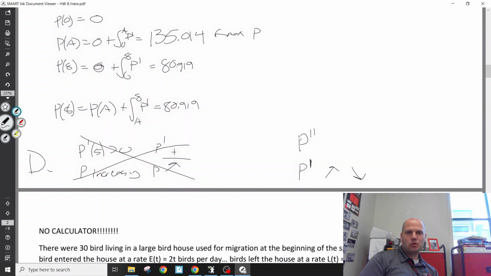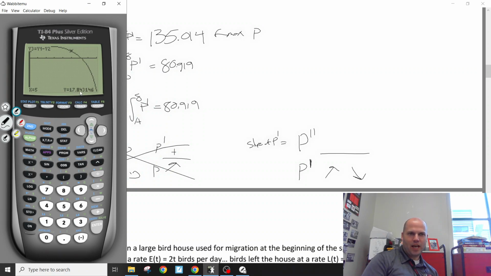That means you need a second derivative. You need the slope of the first derivative. You need not 17.843, rather the derivative of P prime at 5. And that's negative, which means P prime is decreasing. P double prime is E prime minus L prime. E prime minus L prime is negative at 5. It's negative 10.772.